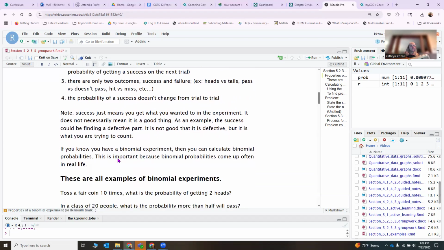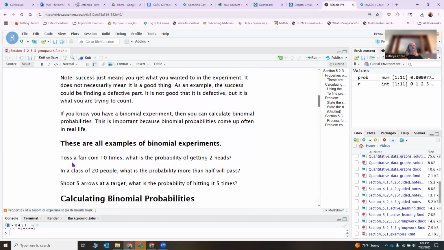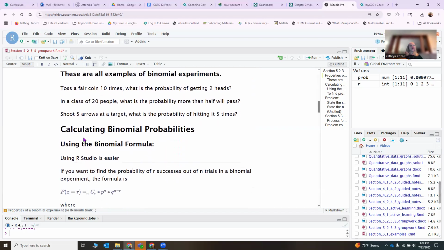Some examples of this: you toss a fair coin; you have 20 people in a class and you want to know the probability that more than half will pass; you are shooting at a target and you want to know the probability of hitting it. So these are some examples.